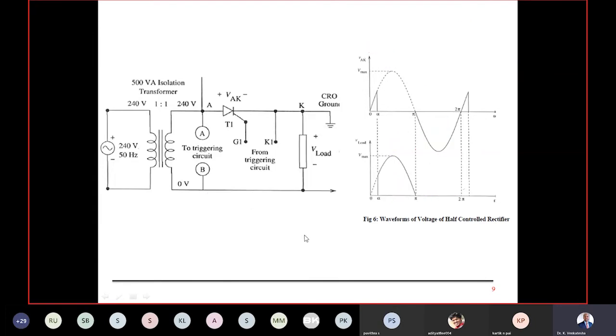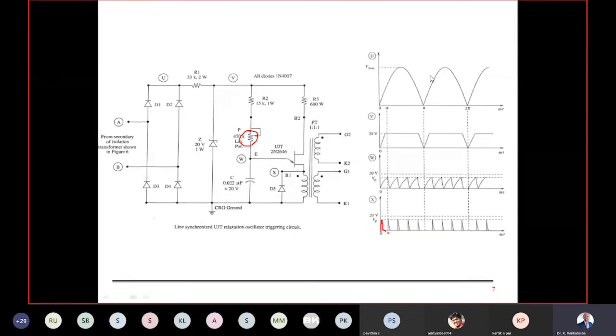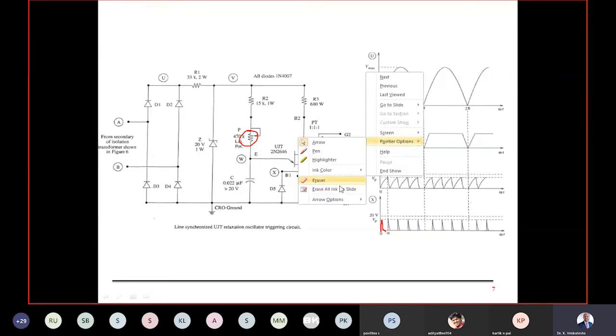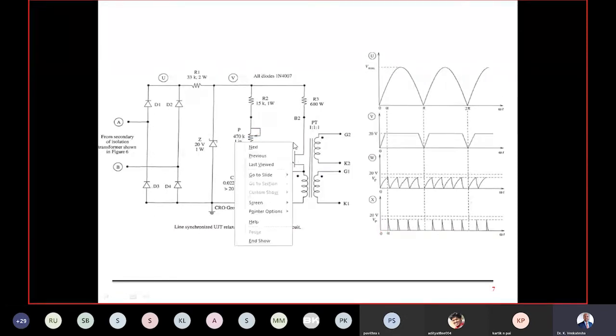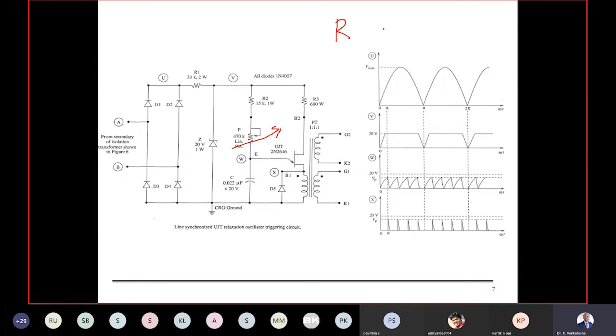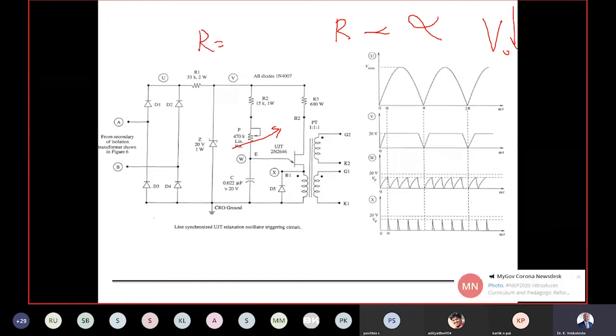By varying the resistance available here, that is the 470k pot, you can vary the firing angle. You should remember that the resistance of this pot is directly proportional to the firing angle alpha. The more the resistance, the more the firing angle, and I get less output voltage. If the resistance is 0, the firing angle alpha is also 0, and I get the pulse here itself.